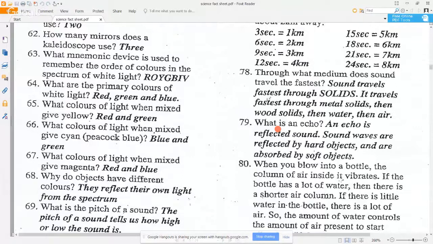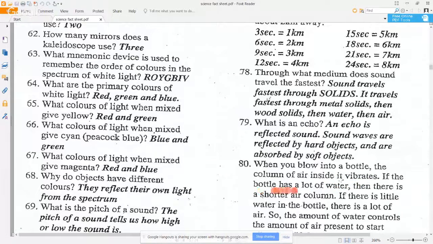What is an echo? An echo is reflected sound. Sound waves are reflected by hard objects and are absorbed by soft objects. Number 80. When you blow into a bottle, the column of air inside the bottle, that's what's vibrating.